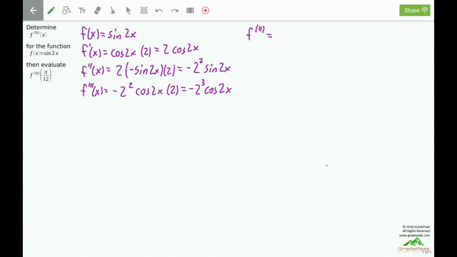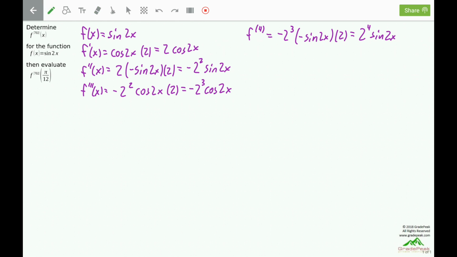The fourth derivative will go to negative 2 cubed, the derivative of cosine is negative sine, leave the inside alone, 2x, but then multiply by the derivative of the inside for the chain rule. We have a double negative. The two negatives multiplying will become positive. I have 2 cubed times another 2 that will move to the front, so 2 to the 4th, and then sine 2x.